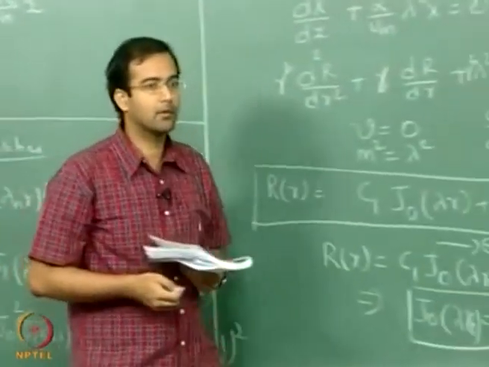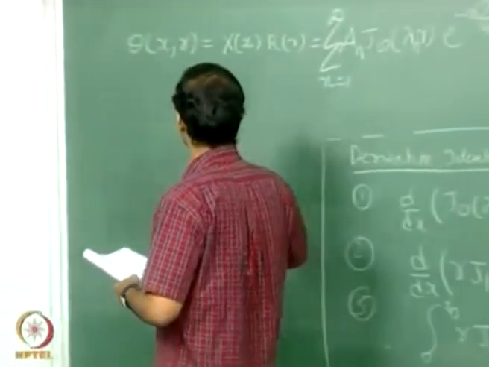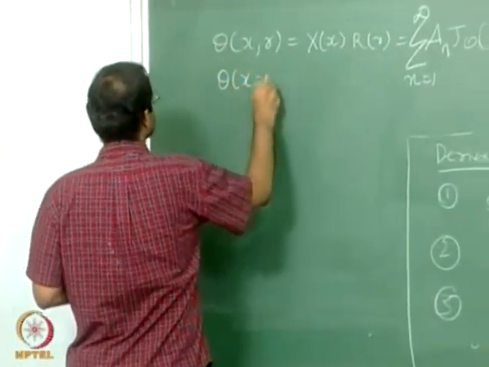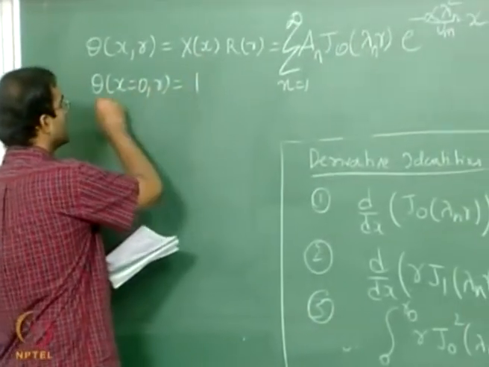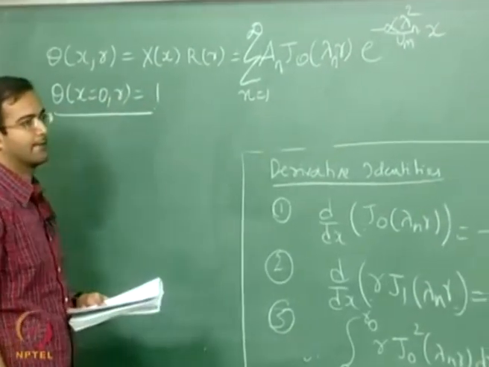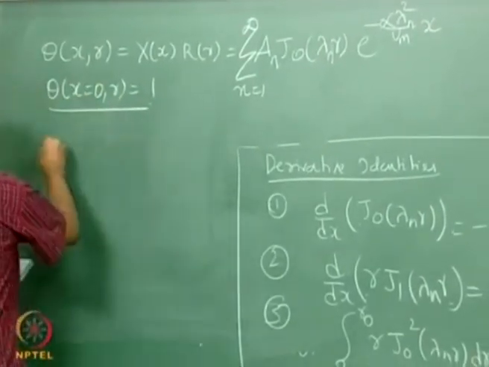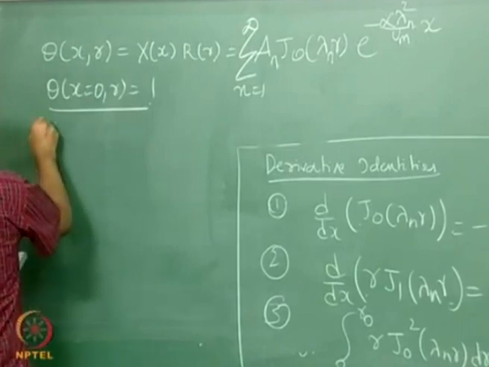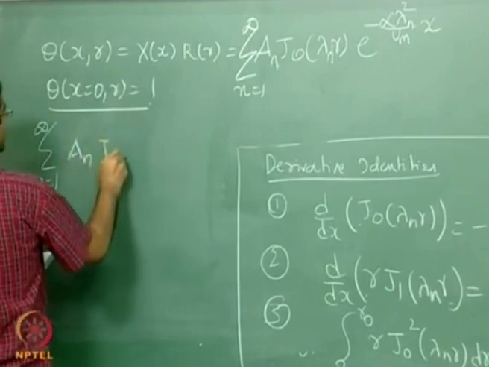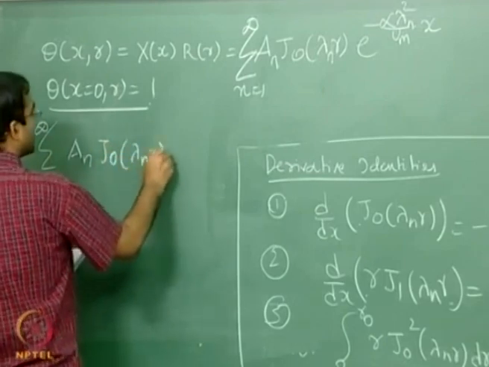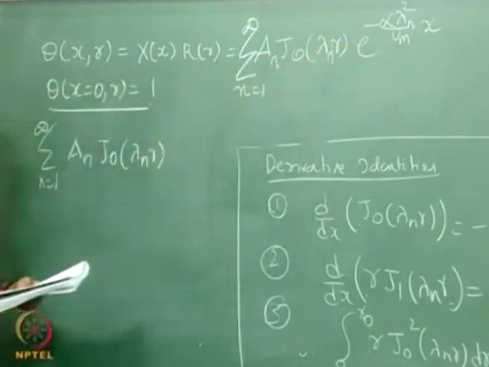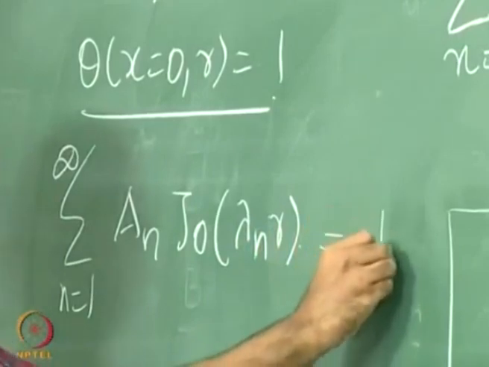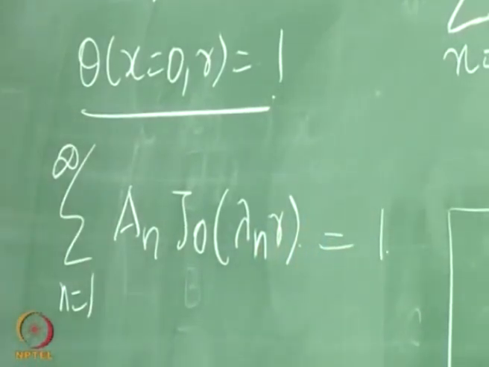Now we use the remaining boundary condition for theta, x is equal to 0. So theta at x equal to 0 at any r should be 1. Now how do we apply this boundary condition here? So therefore we say that summation n equal to 1 to infinity a n j naught lambda n r, and this becomes x equal to 0, so that will be 1. So this should be equal to, but still we have not determined what is a n, because this is within the summation.